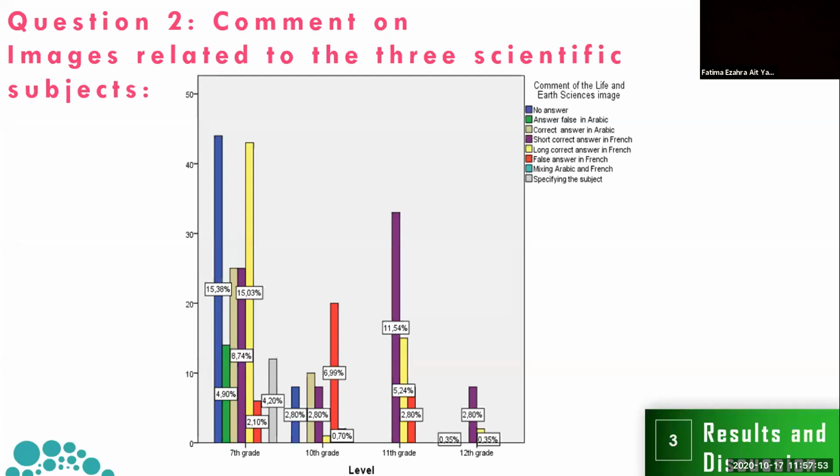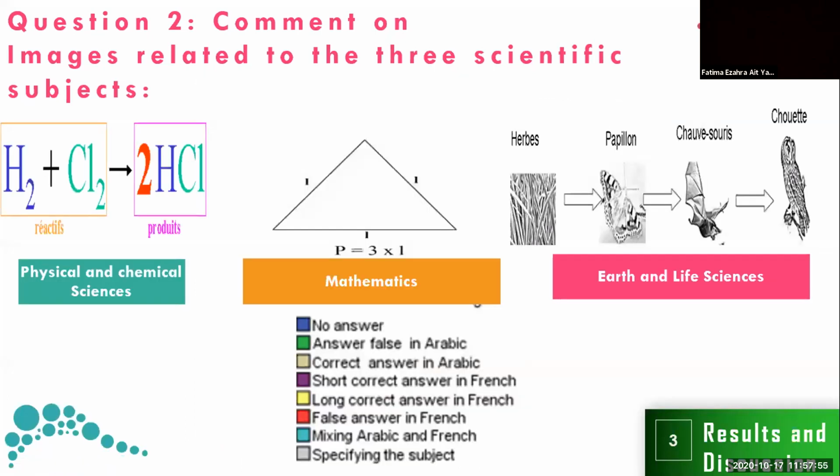It should be noted already that the images chosen belong to the lessons that are programmed for the different school levels mentioned above. Therefore, they are among the prerequisites of learners. For the physical and chemical sciences, it is an image of a simple chemical reaction. For mathematics, it is an image of the rule of calculating the perimeter of a triangle. And for the earth and life sciences, it is an image of a food chain.